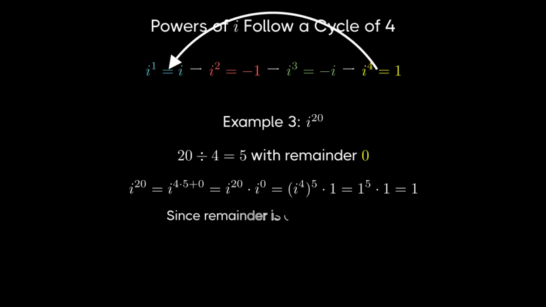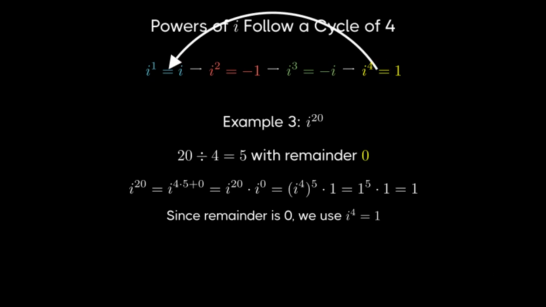Since i to the 20th can be rewritten as i to the 4th to the 5th power and i to the 4th equals 1, we have 1 to the 5th power times i to the 0th, which is 1 times 1, giving us 1. When the remainder is 0, we effectively complete a full cycle. Since i to the 4th equals 1, any power of i that's divisible by 4 will equal 1 as well. This is because 1 raised to any power remains 1.